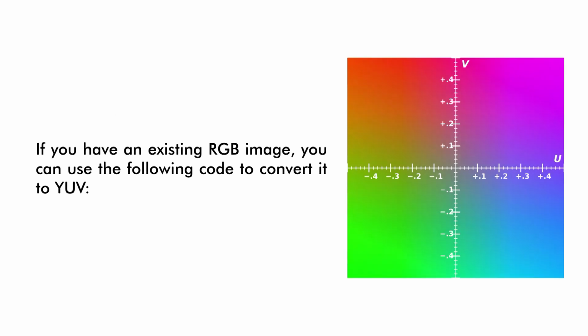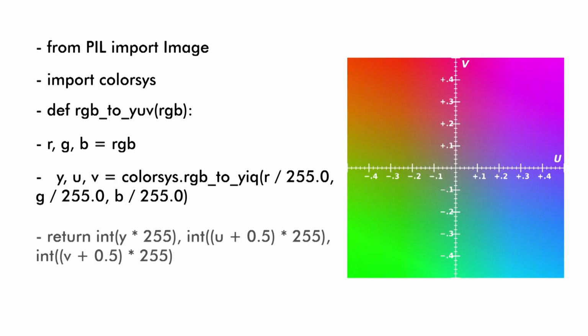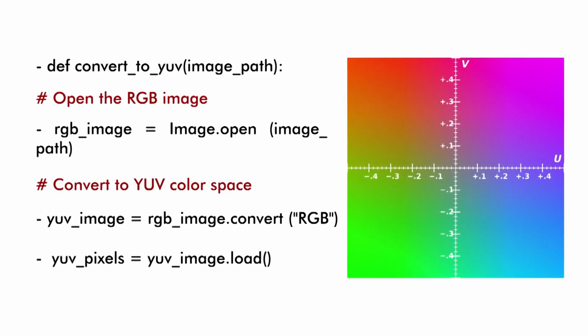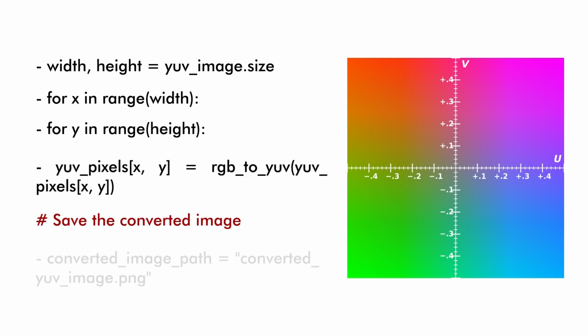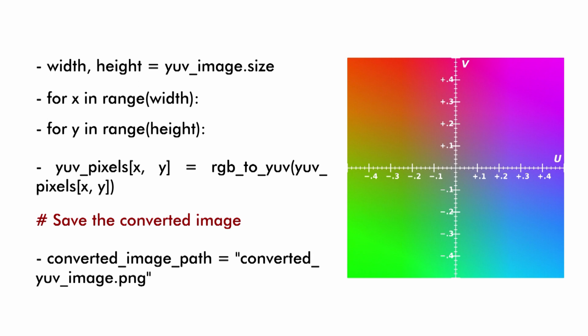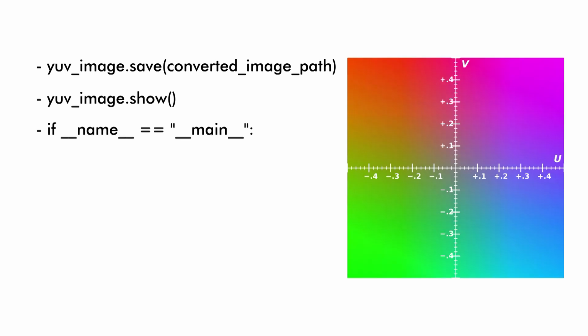If you have an existing RGB image, you can use the following code to convert it to YUV color space. Again, this code decides the ranges, the pixel values, the image we have taken, and all the things related to converting any RGB image to a YUV image. Here, with this convert method, we have already converted from RGB to YUV color space, and we are going to show it with the image show method. This example completely defines how to convert an RGB image to a YUV color space image.